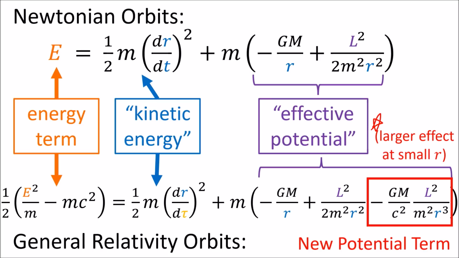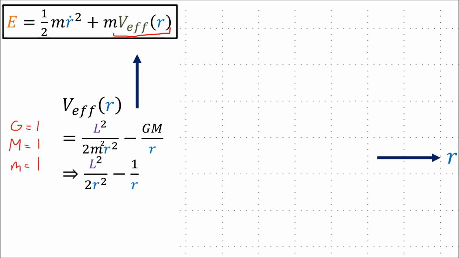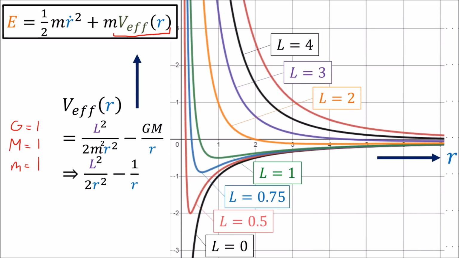One way to understand these equations is to graph the effective potentials in each case. To simplify graphing the Newtonian potential, I'm going to assume all the masses and physical constants are equal to 1. We can then plot this function for different values of angular momentum L to get a sense of their basic shapes. Now let's focus on the L equals 0.5 case.